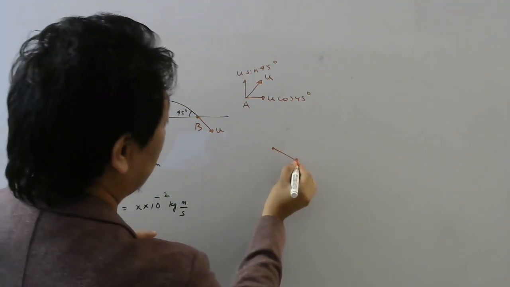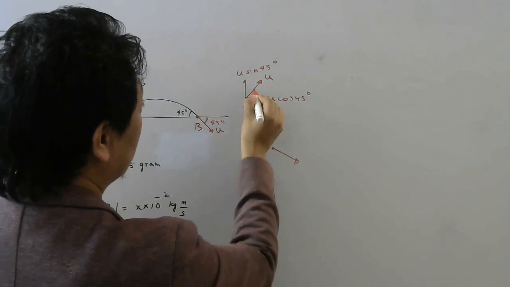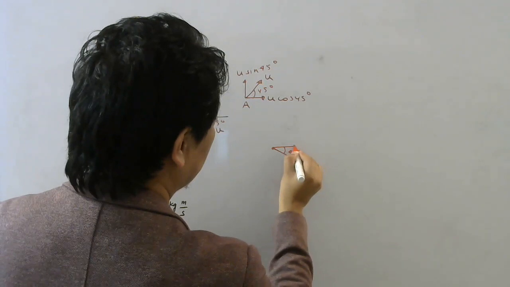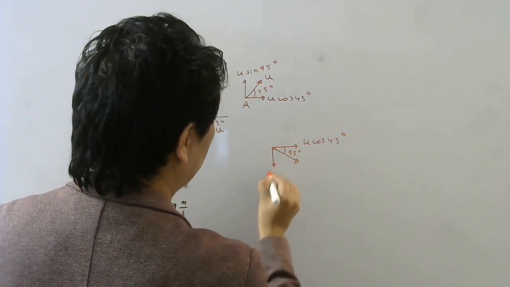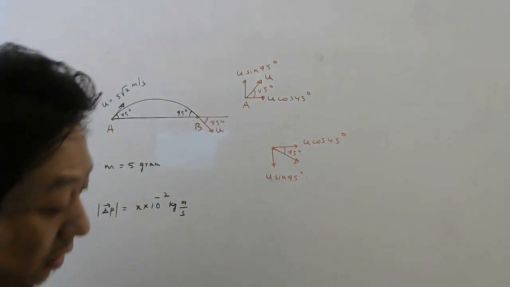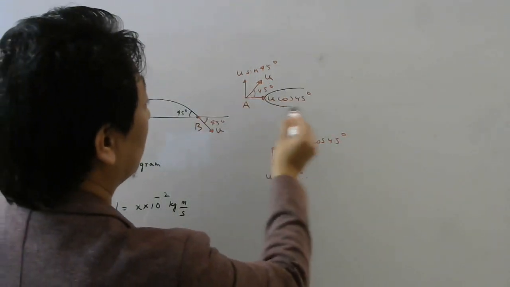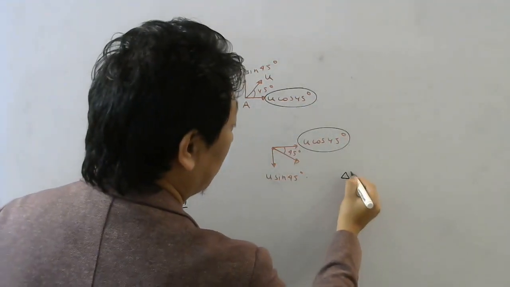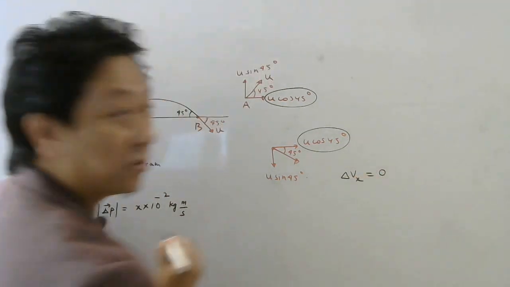At B, you see it makes the same angle with x-axis, 45 only, right? Here also this was 45. So this is also 45 now also. So this will be u cos 45 and this will be u sin 45. Now if you look carefully, which component of the velocity changed? You can see the x component of velocity did not change. So the change in the x component of velocity will be 0.